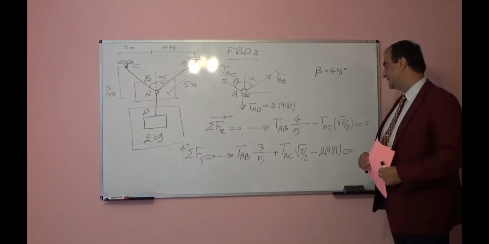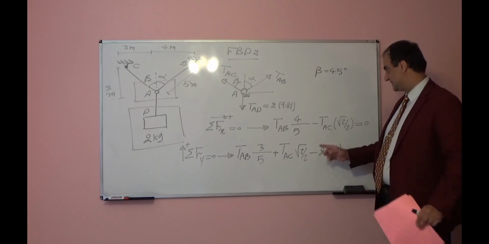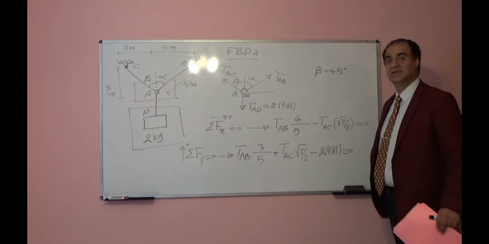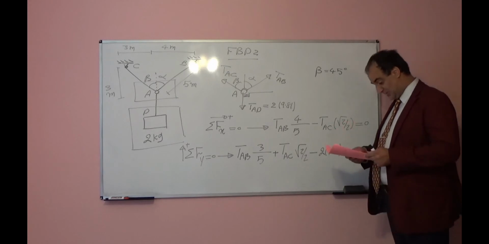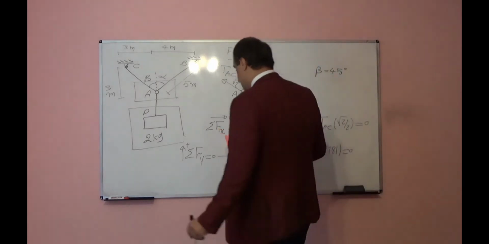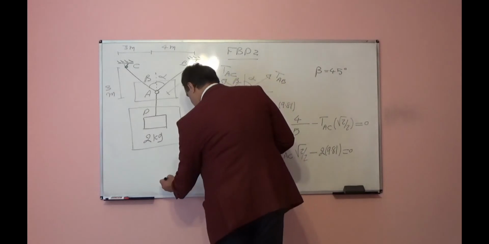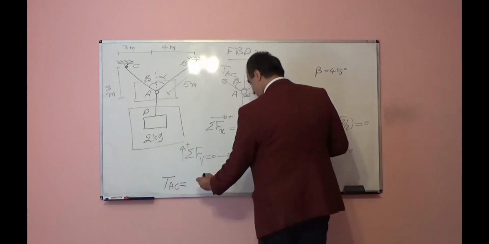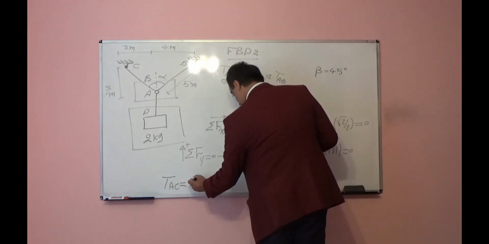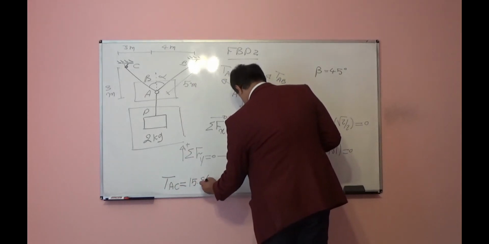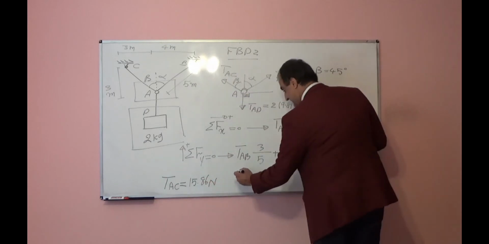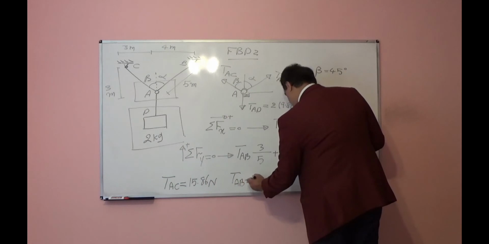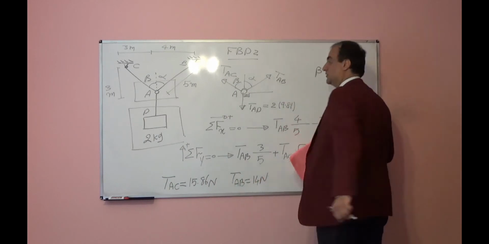Here you see we have two equations and two unknowns, T_AB and T_AC. Two equations, two unknowns, so we can find both forces. If you solve it, you will find T_AC is 15.86 Newton and T_AB will be equal to 14 Newton.